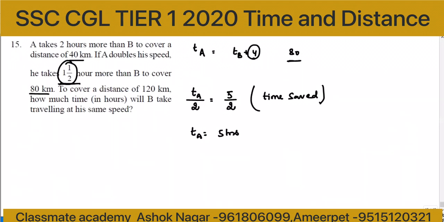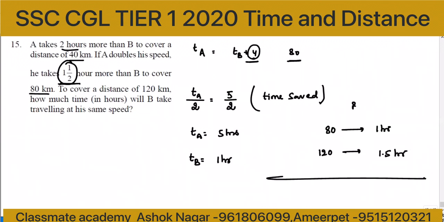For 80, right? So the time taken by B is 4 hours means just only 1 hour. Because it is not 2 hours, it is actually 4 hours for 80. So if B covers 80 kilometers in 1 hour, obviously B covers 120 kilometers in 120 by 80, that is 1.5 hours.